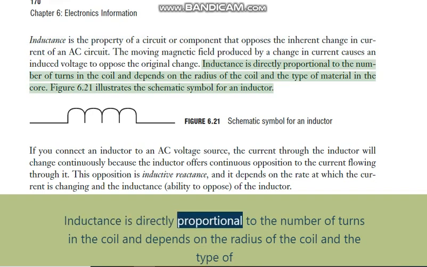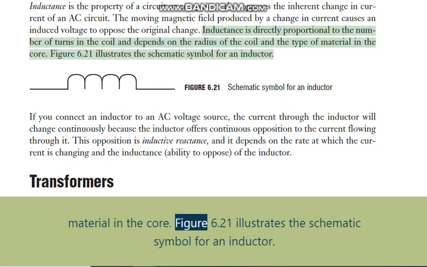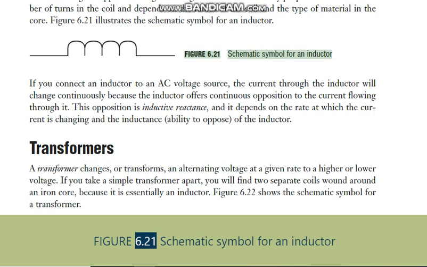Inductance is directly proportional to the number of turns in the coil, and depends on the radius of the coil, and the type of material in the core. Figure 6.21 illustrates the schematic symbol for an inductor.